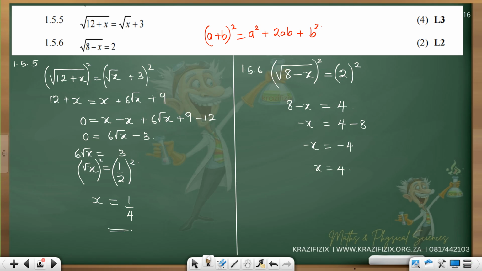Will this work? 8 minus 4 is 4, and the square root of 4 is 2. So the left hand side will give us a 2. Right hand side is also a 2. Are we okay, everybody? Are we good? Is it looking good now?